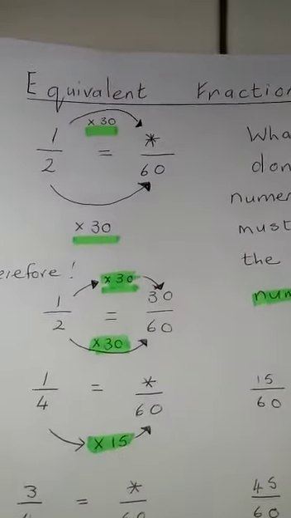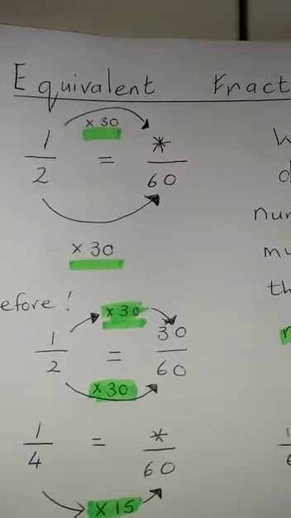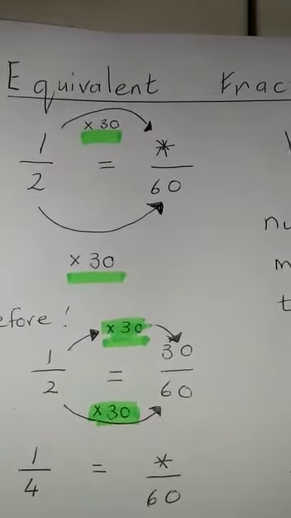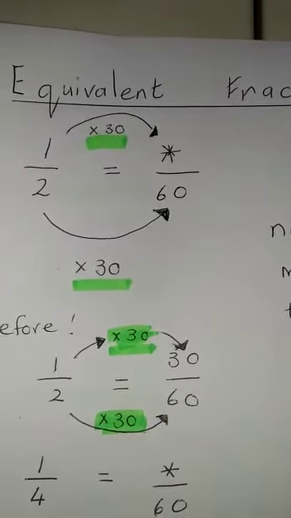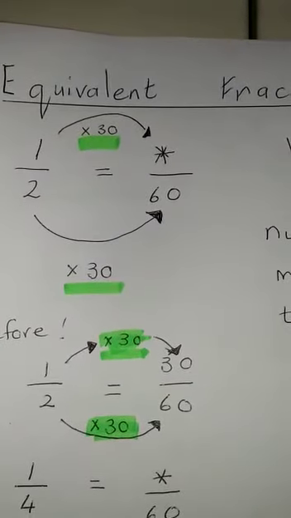Equivalent fractions, if I had to ask you, half is equivalent to what over 60? You all know that half an hour is 30 minutes, and therefore a half is the same as 30 over 60.